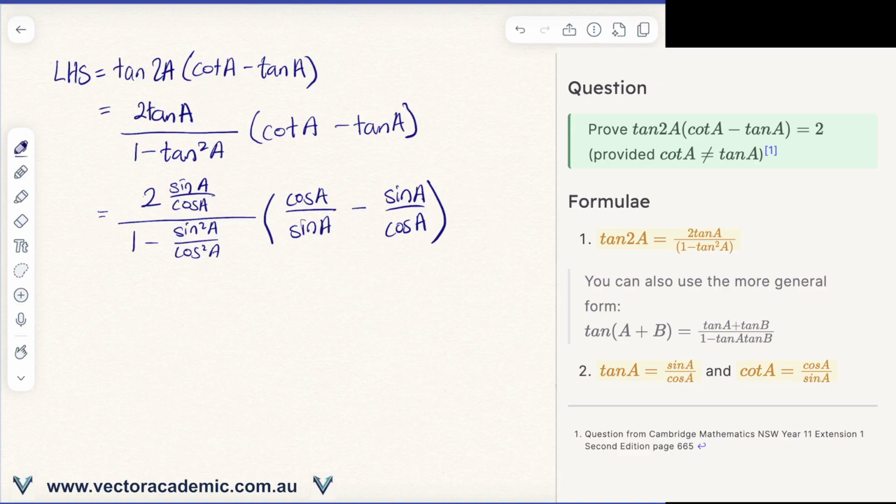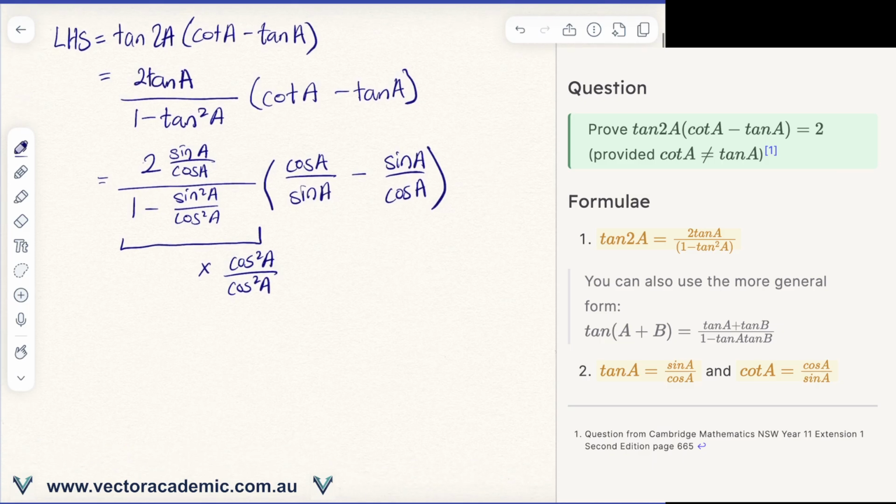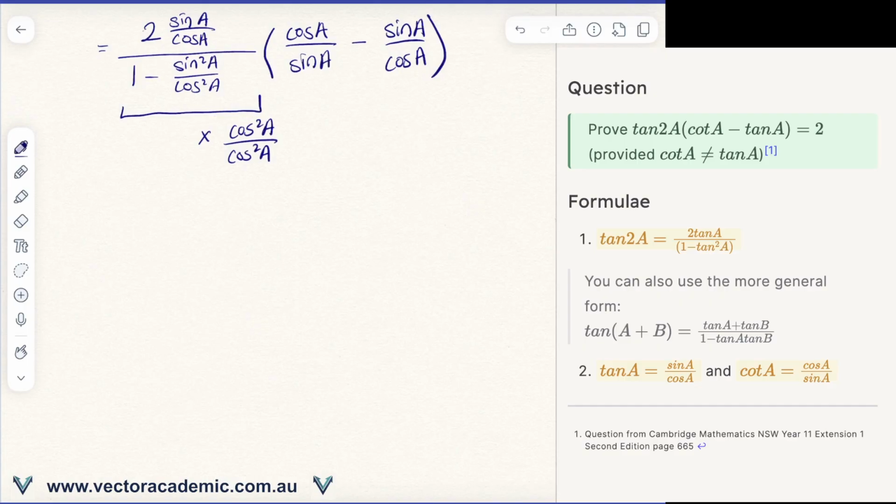To get rid of them, we need to multiply by some interesting representations of 1. This part here, I'm going to times by cos squared A over cos squared A. So here we have equals, the top row, the numerator, becomes 2 sine A cos A, and the denominator becomes cos squared A minus sine squared A.